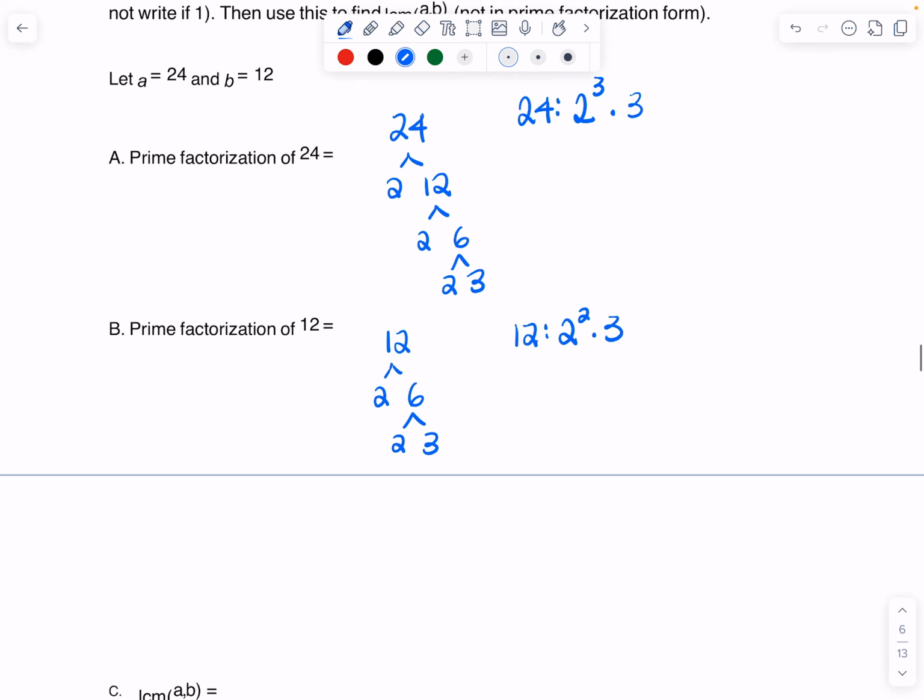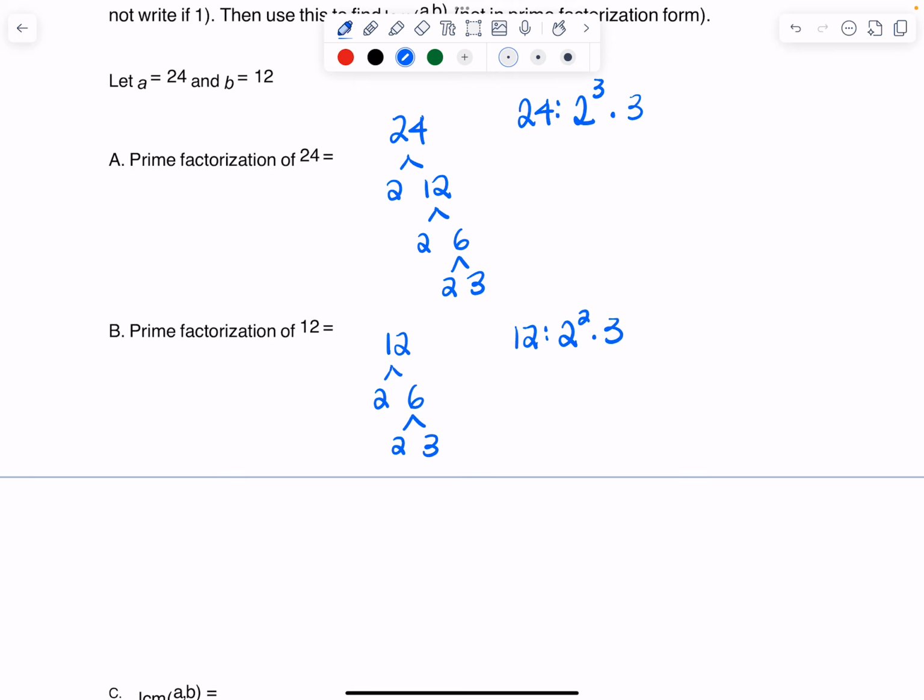Now if I want to find the least common multiple of those two, what I'm going to do is include the greatest amount of each prime that I see. So in both choices, I see a 2 and I see a 3. So the greatest power that 2 is raised to is out of the 24 choice. So I'm going to include 2 to the third times. Now, I also see a 3. I have 3 to the first in the 24 choice, and out of the 12, I have 3 to the first as well. So neither one is bigger than the other, so I'm just going to include 3 to the first.